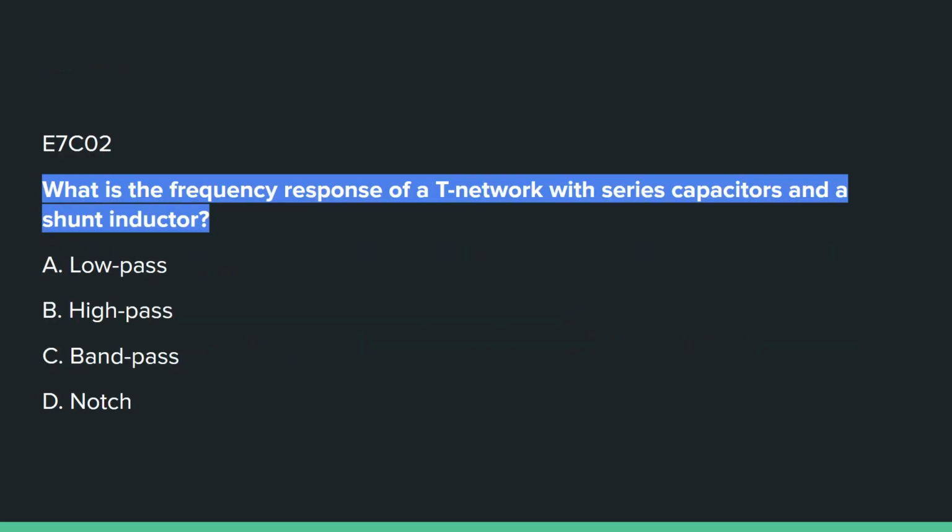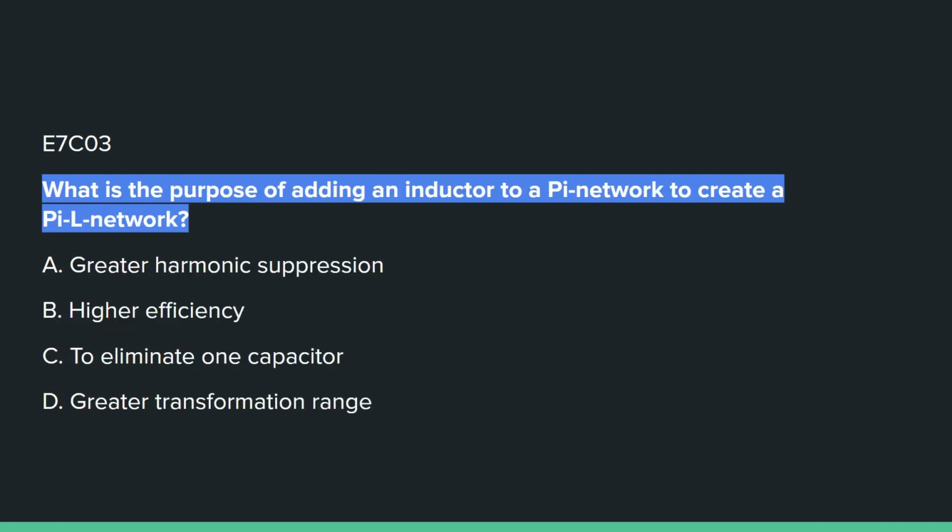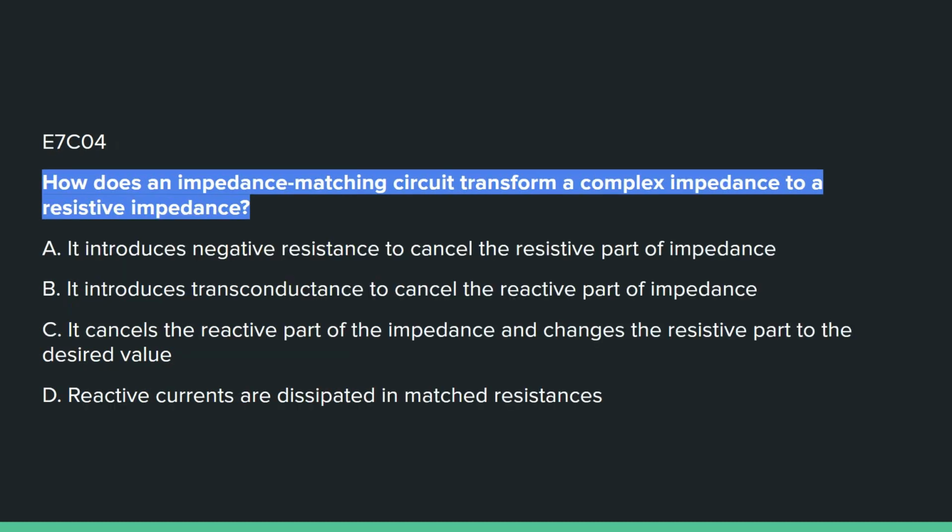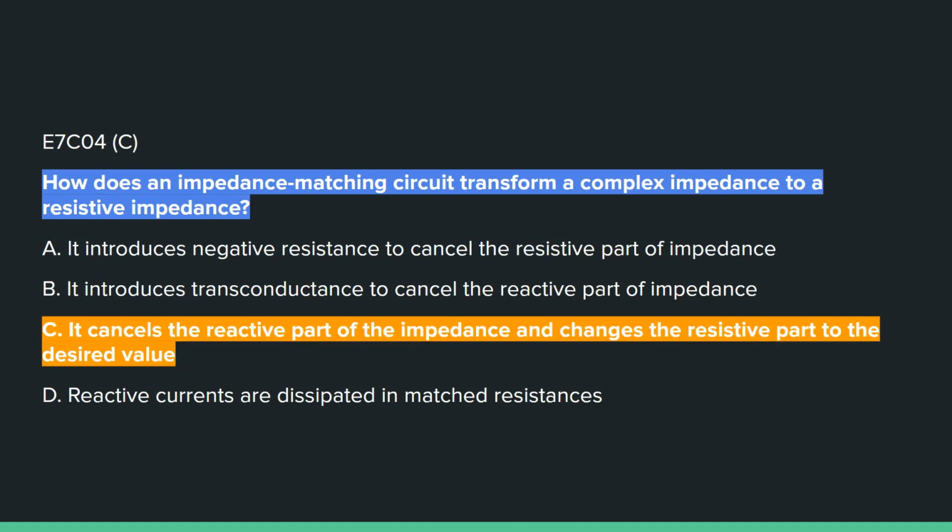E7C02, what is the frequency response of a T network with series capacitors and a shunt inductor? B, high pass. E7C03, what is the purpose of adding an inductor to a pi network to create a pi-L network? A, greater harmonic suppression. E7C04, how does an impedance matching circuit transform a complex impedance to a resistive impedance? C, it cancels the reactive part of the impedance and changes the resistive part to the desired value.